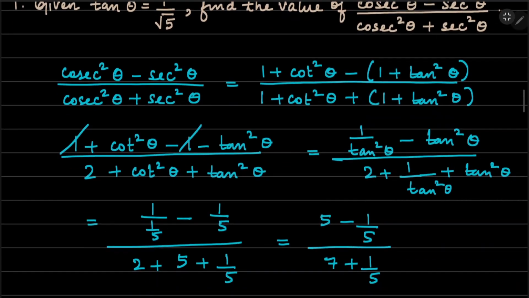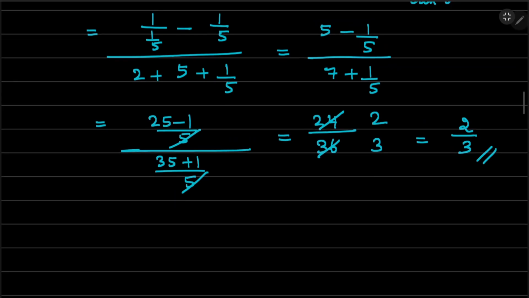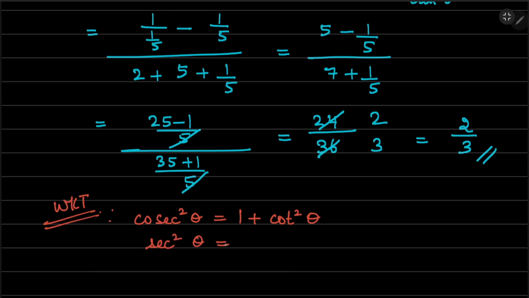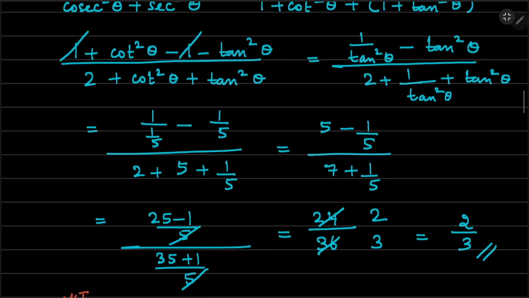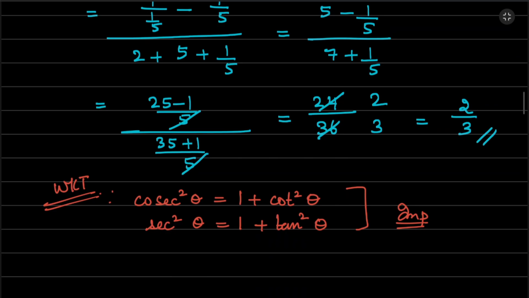For doing this question, one important thing that you have to note is the identity. You should know cosecant square theta is equal to 1 plus cot square theta is one identity that you have to learn, and the other one is secant square theta is equal to 1 plus tan square theta. These are the two identities which are important, and you can even make a note of it while doing the question. I hope it's clear. So this is your final answer.